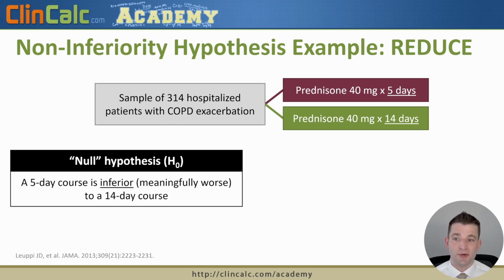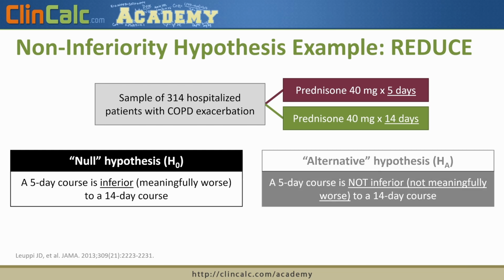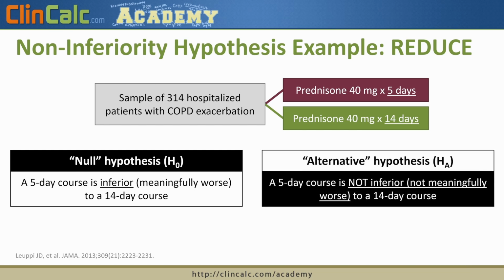In this example, the null hypothesis of a non-inferiority trial is the opposite of a superiority trial. So in this case, the null hypothesis is that a 5-day course is inferior or meaningfully worse compared to a 14-day course. And again, this is the opposite of superiority. Our alternative hypothesis is that a 5-day course is not inferior or not meaningfully worse compared to a 14-day course.